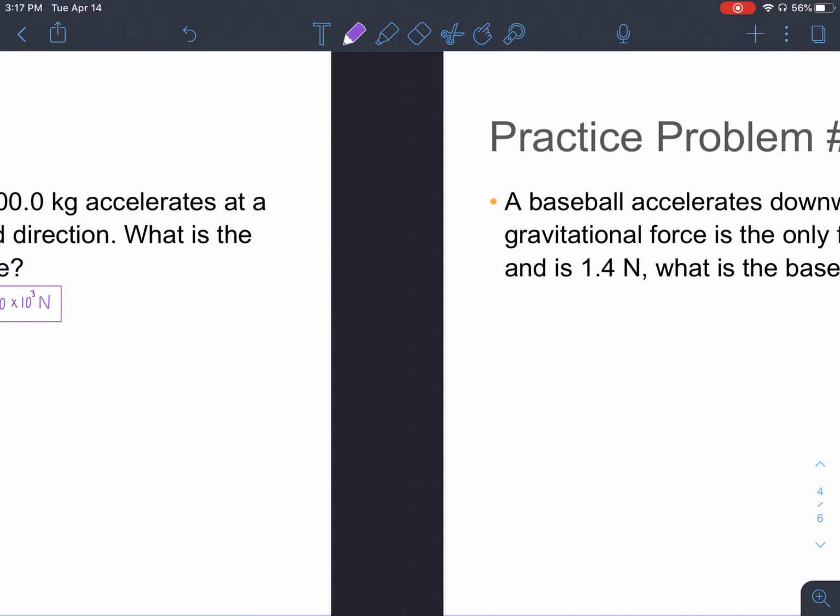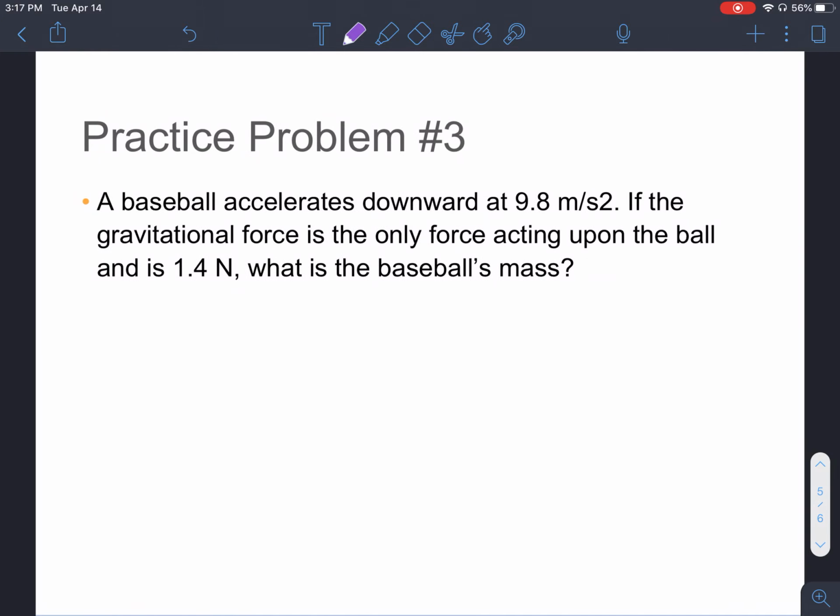All right, one more problem. A baseball accelerates downward at 9.8 meters per second squared. If the gravitational force is the only force acting upon the baseball and it is 1.4 newtons, what is the baseball's mass? Now, there was a little typo in there with the "and is," but we know that a force is given, an acceleration is given, and we're finding mass. So go ahead, pause the video, and try solving this on your own. When you're ready for the work and the answer, press play.